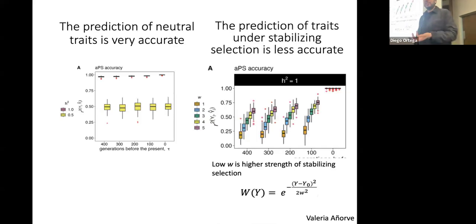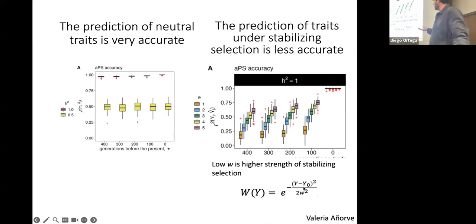Okay, but that's what happens when there is neutrality. When we have stabilizing selection, the prediction is not as accurate. So over here, the heritability value is equal to 1, which means all of the trait is explained by genetic factors. All the variation in the trait is due to that.